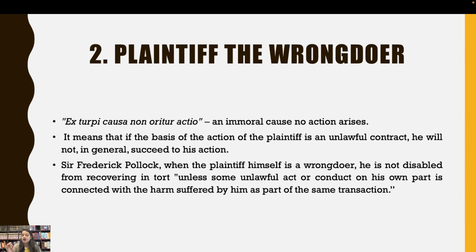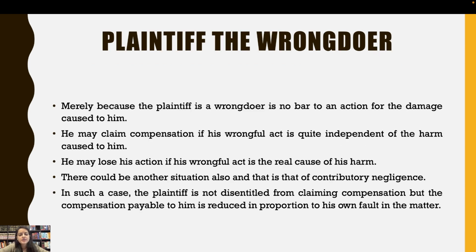Now, he's not disabled unless some unlawful act or conduct on his own part is connected with the harm suffered by him as a part of the same transaction. So, he is not completely disabled from recovering in tort unless his own unlawful conduct has resulted in the harm which was part of the same transaction in which the defendant was also there. Merely because the plaintiff is a wrongdoer is no bar to an action for damages. He may claim compensation if his wrongful act is independent of the harm caused to him.